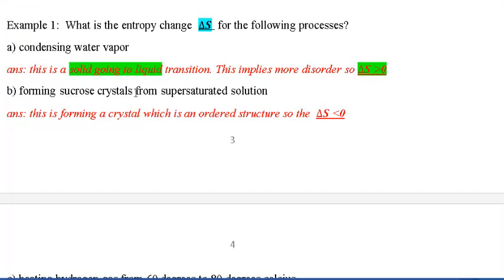Forming crystals from supersaturated solution. Crystals are very ordered. So if you know that crystals are very ordered, crystals have very tight packing of their atoms. So when you're forming crystals, you're forming something that's more ordered than its predecessor. So this would have a negative entropy. We would expect the delta S in this change, final minus initial, to be negative.